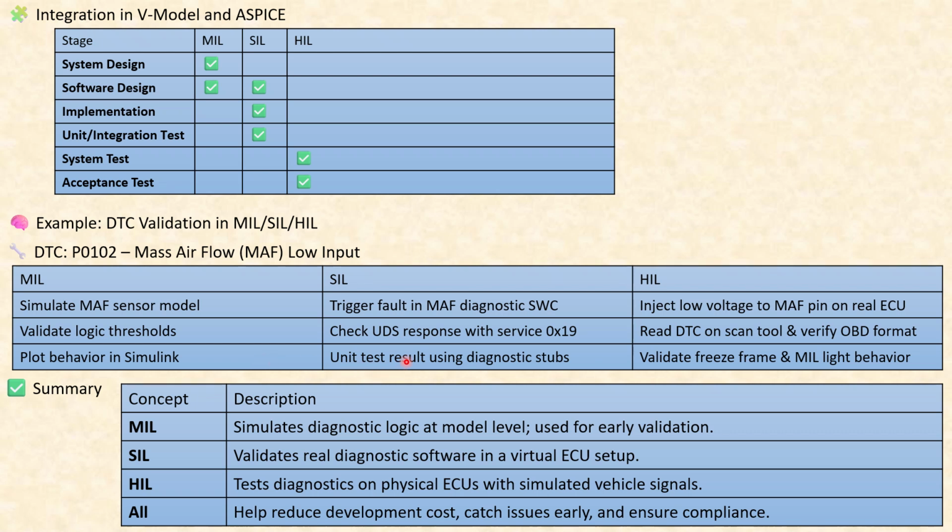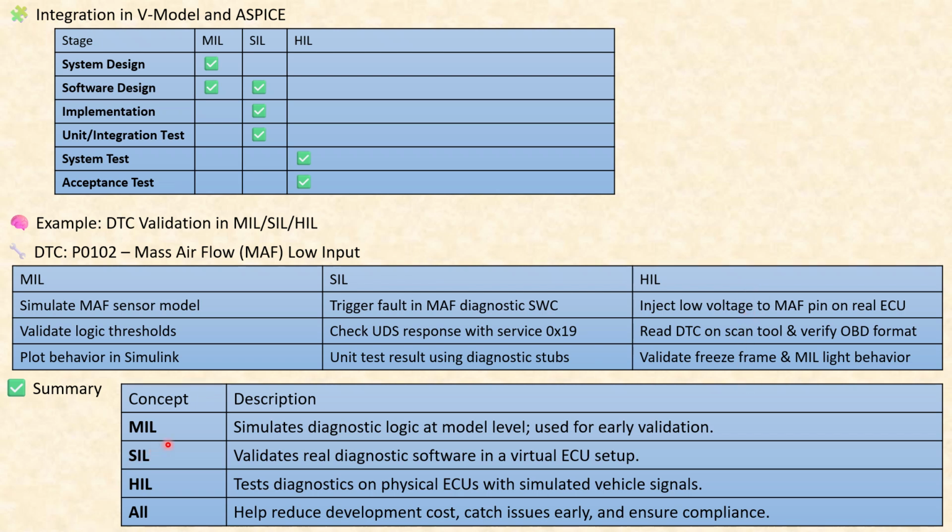Now, unit test results during diagnostic steps. Okay. Now, when it comes to validating freeze frame and MIL light behavior, this is what happens in the HIL. So in this particular diagnostic example, what is happening in the MIL, what is happening in the SIL, and what is happening in the HIL is clearly explained in this tabular column.